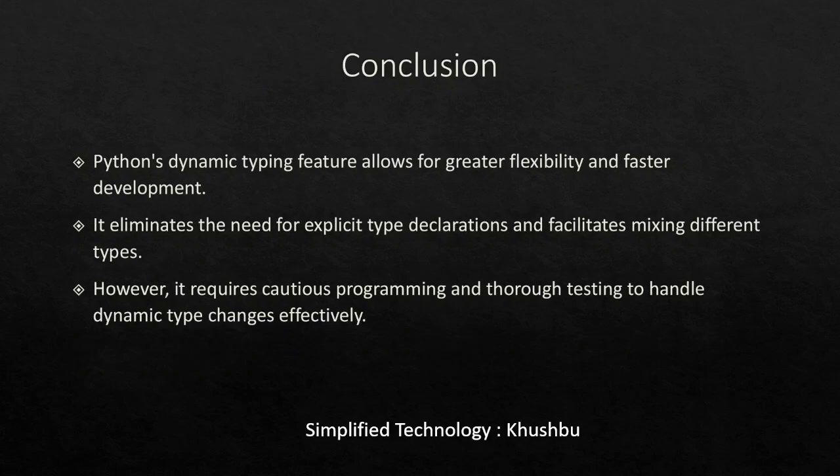In conclusion, Python's dynamic typing feature allows for greater flexibility and faster development. It eliminates the need for explicit type declaration and facilitates the mixing of different types at runtime. However, it requires cautious programming and thorough testing to handle the dynamic type changes effectively.